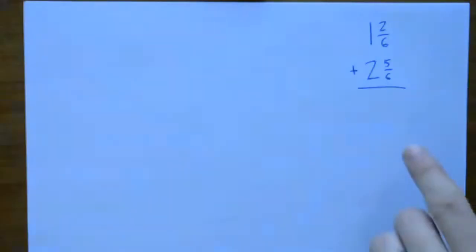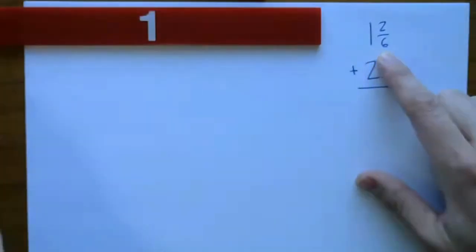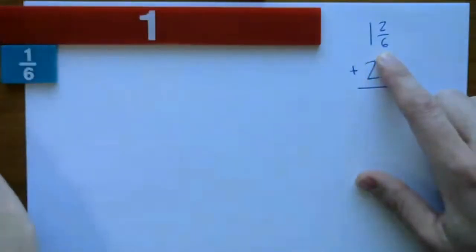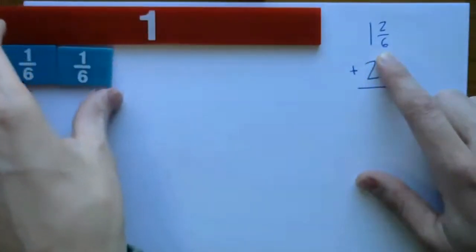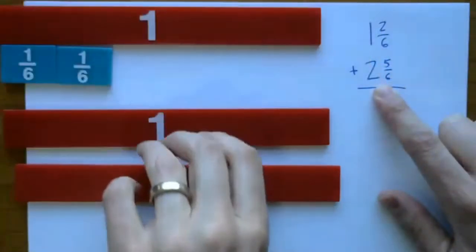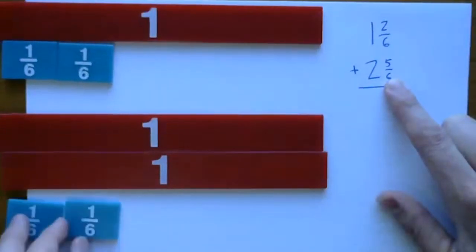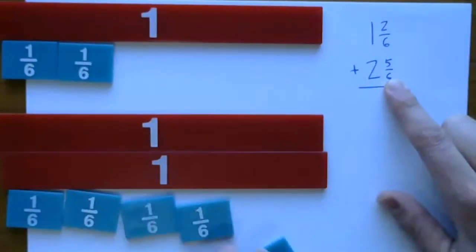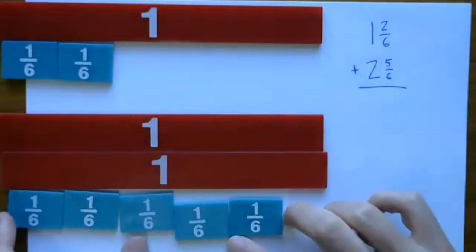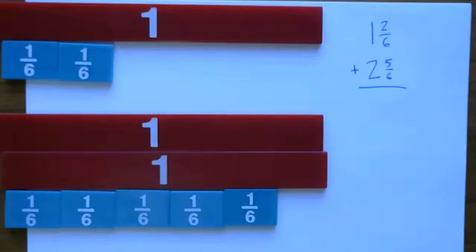All right, now let's try another example where we've got one added step, and I'll show you where that is later. Let's model it first. We have one whole and 2/6 here. And now we have 2 wholes, so 2 rods, and 5/6. The denominators change from 4 to 6, so my pieces are smaller because now it takes 6 of them to make one whole.